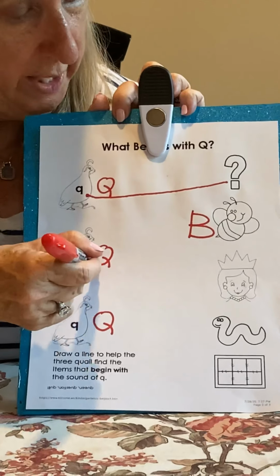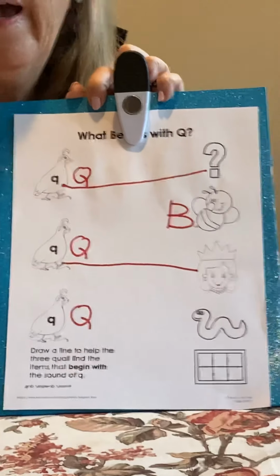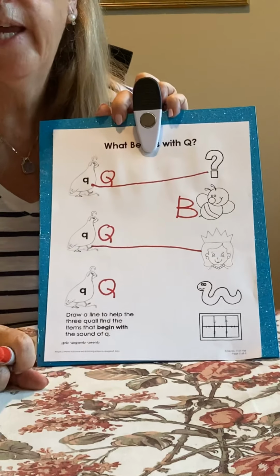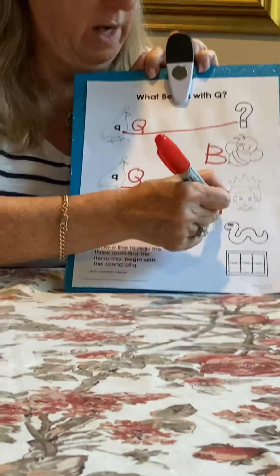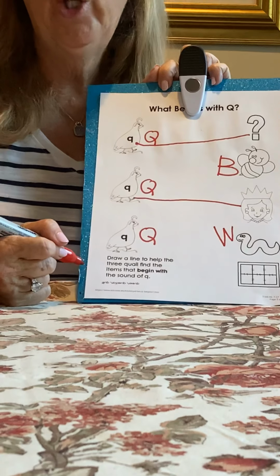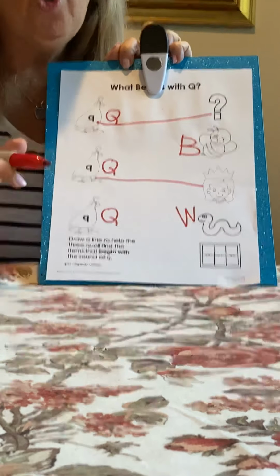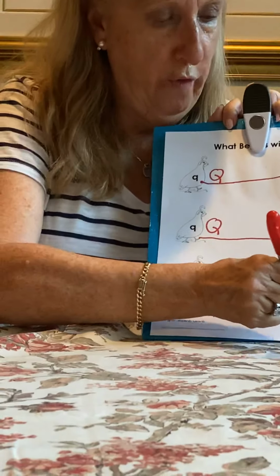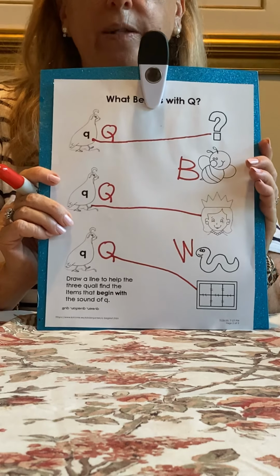So let's draw a line to the queen. What do we think that is? That doesn't start with the Q. To me, this looks like, you're right, a worm. What letter does worm start with? W. Not a Q. And what do we think this picture is at the bottom? That was a hard one. You're right. That was our quilt. Let's draw it over to the picture. You see all the pictures that begin with the letter Q.